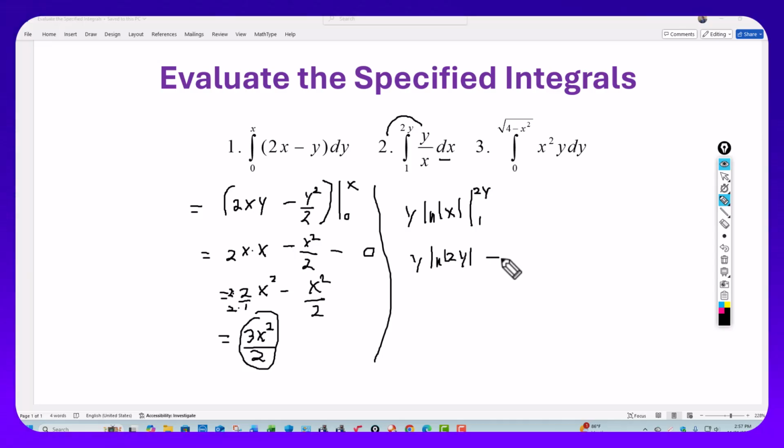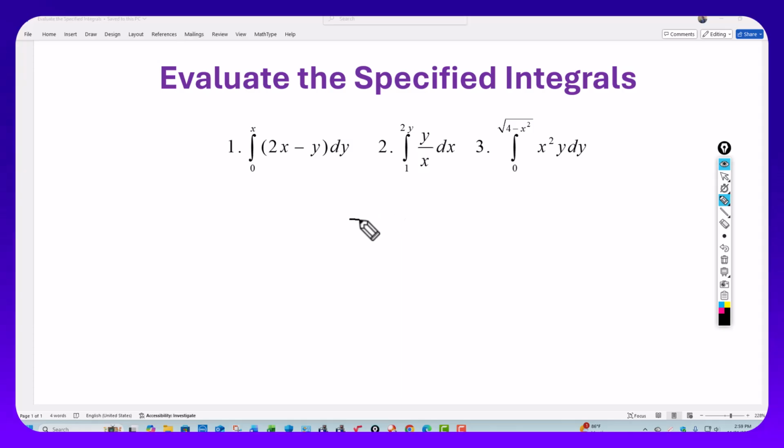And then it's minus y ln, and where you have an x, you put a 1. This goes to 0 because the natural log of 1 is 0. So this gives us y ln of the absolute value of 2y. That's the solution to this one. So the procedure is the same. We integrate the integrand with respect to, in this case, the first one was y, the second one was x, and then we integrate as usual, treating the other variable as a constant, and then plug in the values to get the final answer. In this case, 3x squared over 2, and for this one, y times the natural log of the absolute value of 2y.